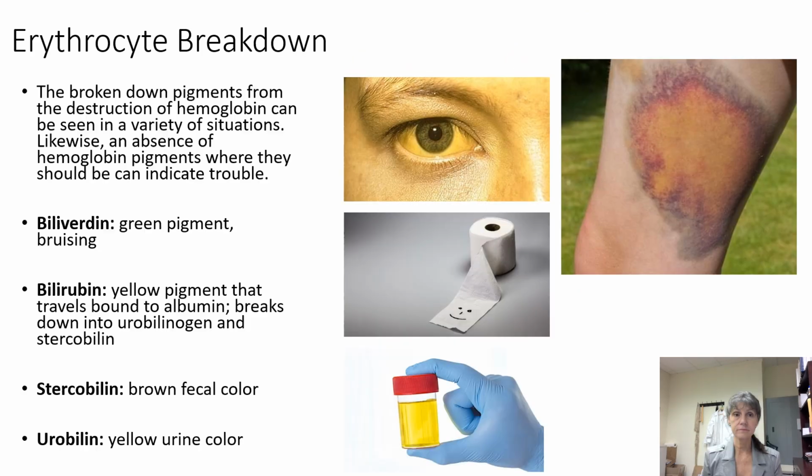So again, the broken down pigments from the hemoglobin being destroyed can show up as a greenish pigment. If there's bruising under the skin, it might be greenish or purplish, and that's from the biliverdin. We know that the bilirubin, the yellow pigment protein, will bind to albumin and break down into urobilinogen and stercobilin. The stercobilin gives the brown fecal color to feces, and the urobilin provides that yellow color in urine.